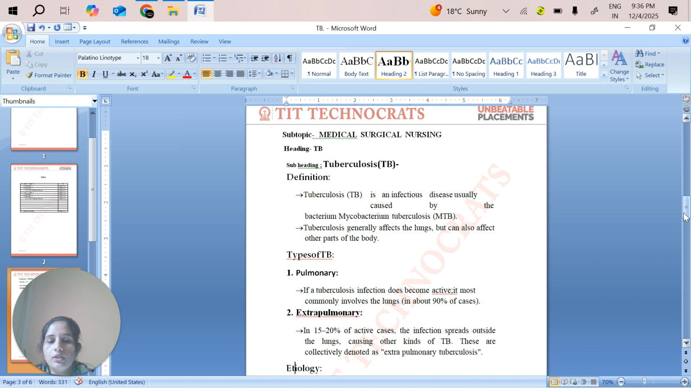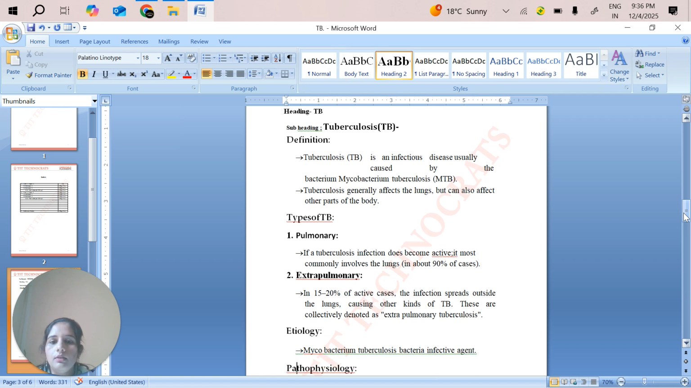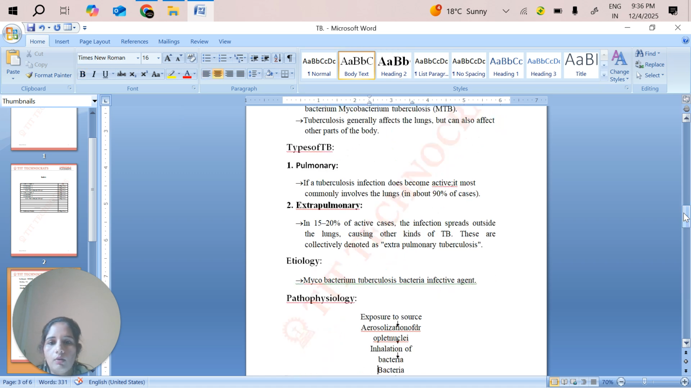The types of tuberculosis: the first one, pulmonary. If a tuberculosis infection does become active, it most commonly involves the lungs, in about 90% of the cases. The second one, extrapulmonary. It means in 10 to 20% of the active cases, the infection spreads outside the lungs, causing other kinds of TB. These are collectively denoted as extrapulmonary tuberculosis.